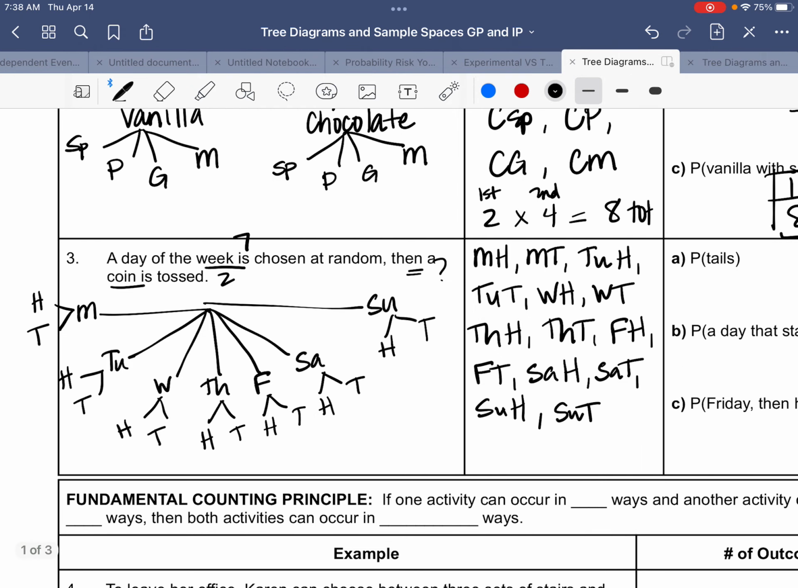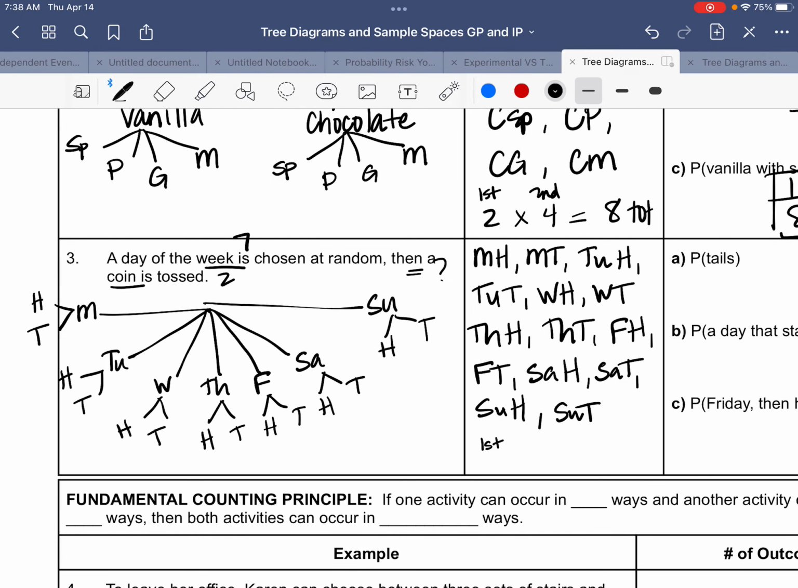So we had 7 days of the week. That was the first experiment, days of the week. There are 7. Our second was tossing a coin. There are 2 sides on a coin. Your total possible outcomes should be equal to 14. So you would go back and just make sure you have 14 numbers. 6, 7, 8, 9, 10, 11, 12, 13, 14. Perfect.